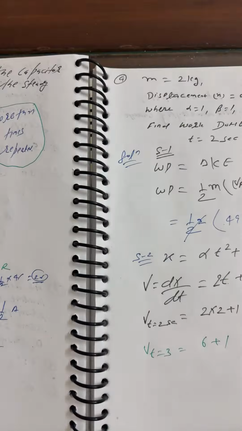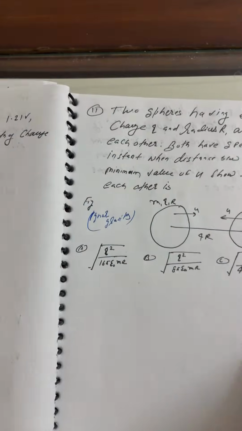Okay, now, students, have a look at the next question. Question number 10. It says mass is 6 into 10 to the power minus 27 kilogram, charge is 3 into 10 to the power minus 19 coulomb, and potential is 1.21 volt. Find the de Broglie wavelength of the charged particle.